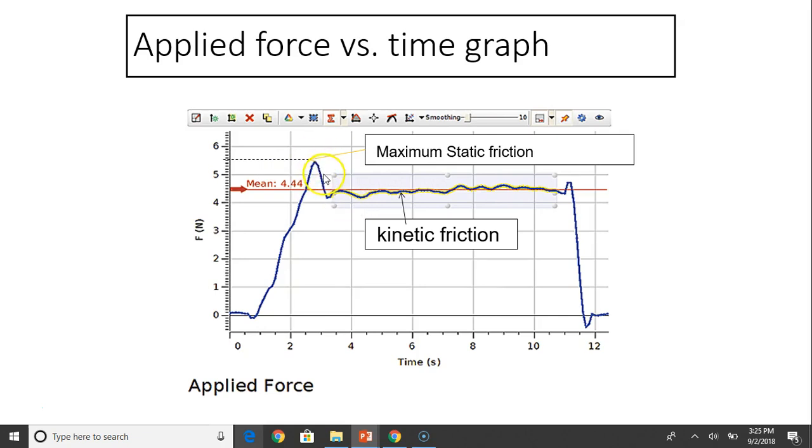Once it starts to move, the force will decrease because you will not need as much force as you started with to keep the box moving at a constant velocity. This force over here, to keep the box moving at a constant velocity, is your kinetic friction. In both cases, your net force equals 0.